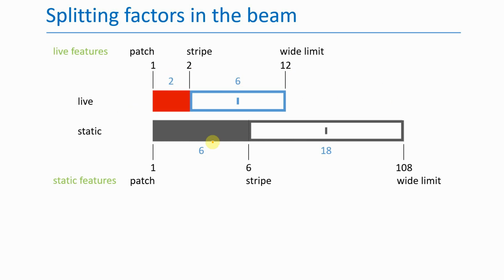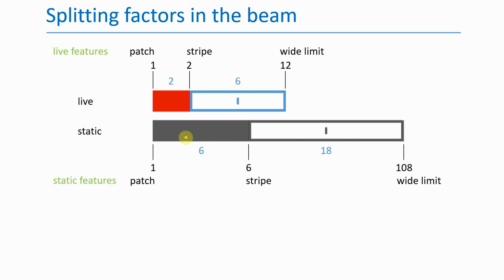These are the factor sizes here in blue. These are the feature sizes in black. Recall that each feature consists of the cumulative product of all the factors in the chain from a single patch up to the ceiling or floor of some factor. The live has a stripe at 2 and a wide limit at 12, which is the product of the factor sizes 2 and 6. The static has a stripe at 6 and a wide limit, which is the product of the factor sizes 6 and 18. Everything always has a patch of 1.